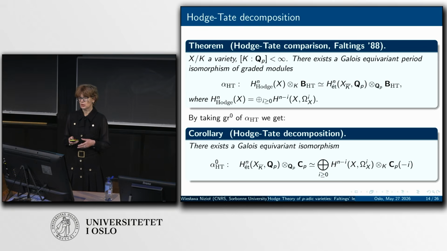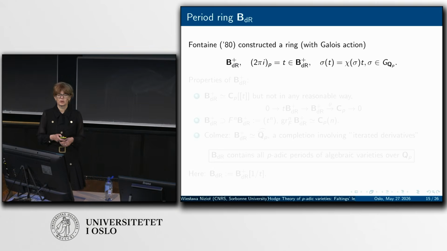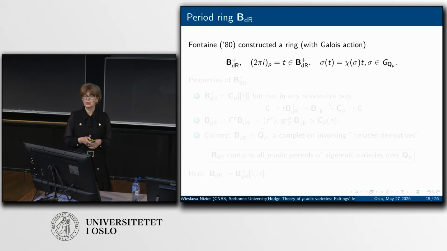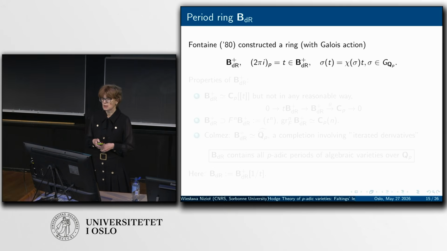So the next approach you would think of to improve the definition of this ring B_HT, Hodge-Tate, would be to define a filtered ring, filtered by powers of 2πi, whose graded pieces are this B_HT. And this is what Fontaine did. So Fontaine defined the ring B_dR^+, which contains an element t, which we now call Fontaine's p-adic 2πi, on which the Galois group acts by the cyclotomic character.